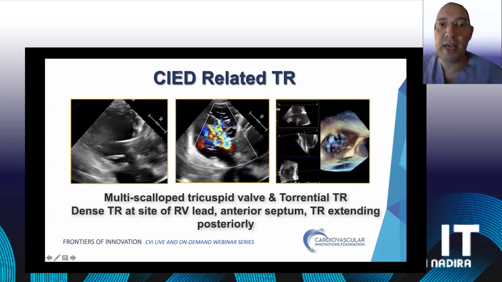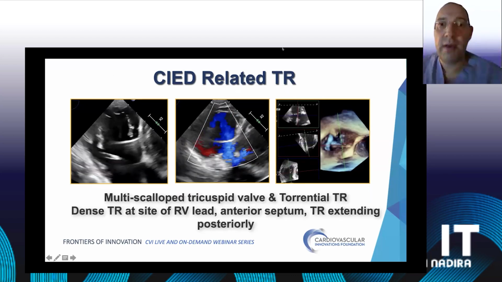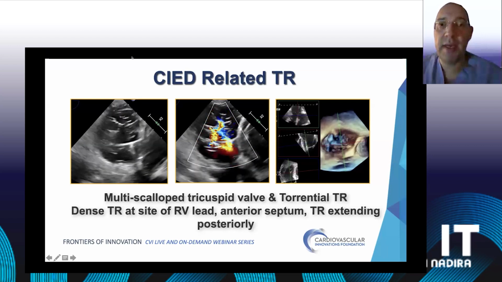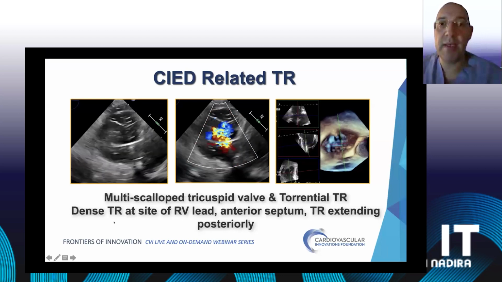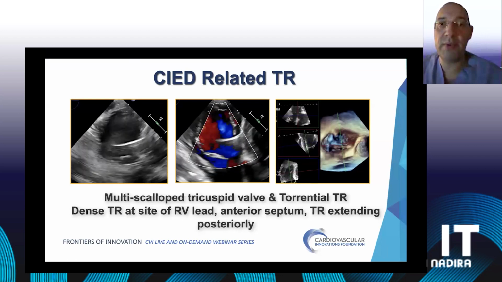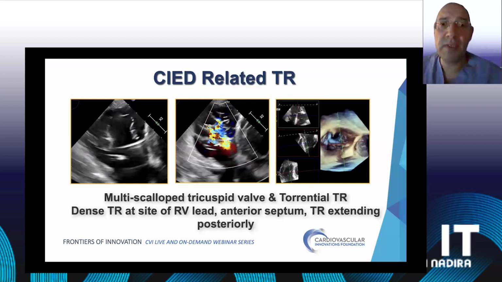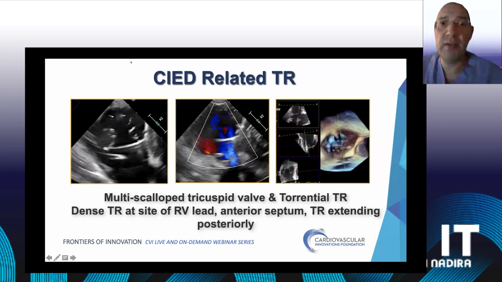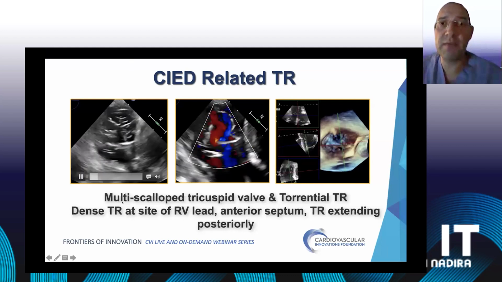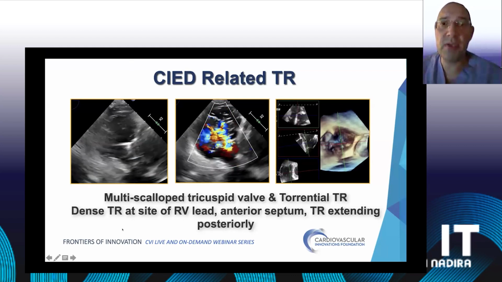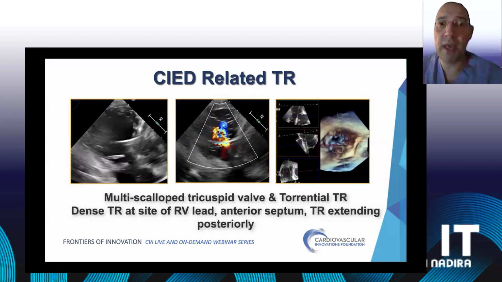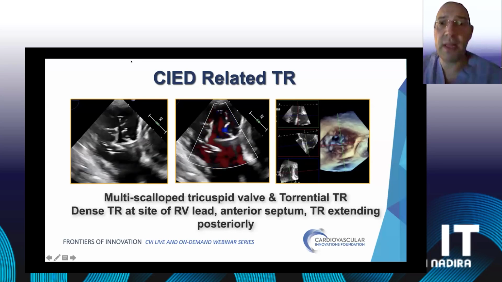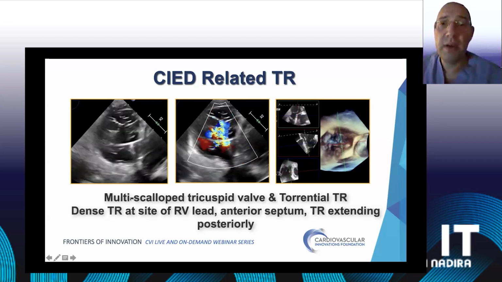So, and this is the transgastric view. My imager, Scott Sheridan, thought it was torrential, mainly with the lead anteriorly, but it extends all the way posteriorly. In my experience, the lead might be responsible for the first insult, but then the disease progresses and it becomes functional TR. Sometimes it's hard to tell which one is first, the chicken or the egg. Given the history and the fact that she didn't have any TR before, I thought the lead is probably responsible. Next, please.